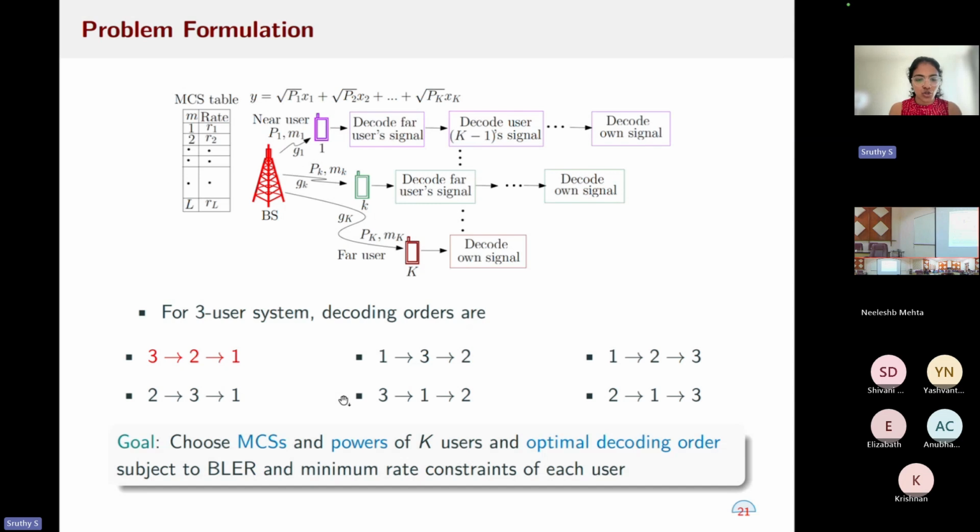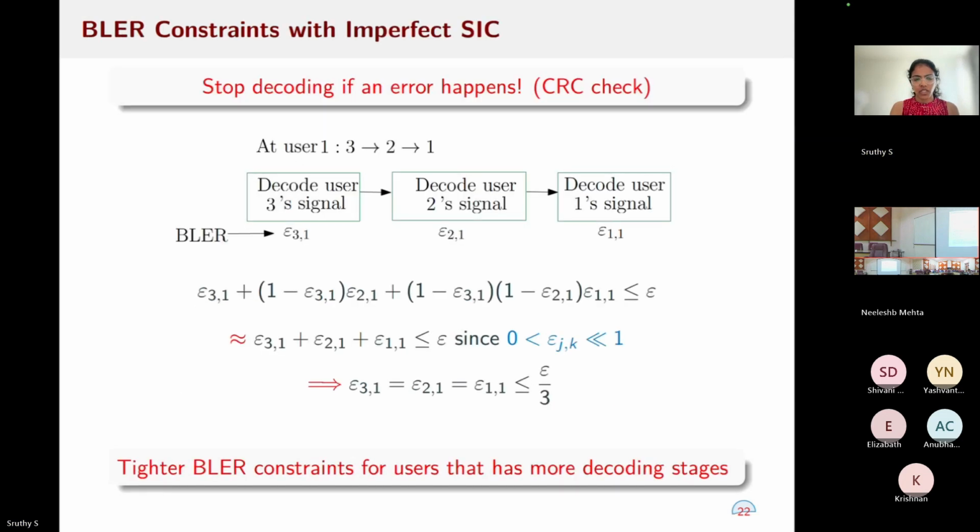And here our goal is to choose optimal modulation and coding schemes and powers for K users, and the optimal decoding order, subject to block error rate constraint and minimum rate constraints for each of these users. Before moving into the problem formulation, let's first look at how to incorporate imperfection in successive interference cancellation.